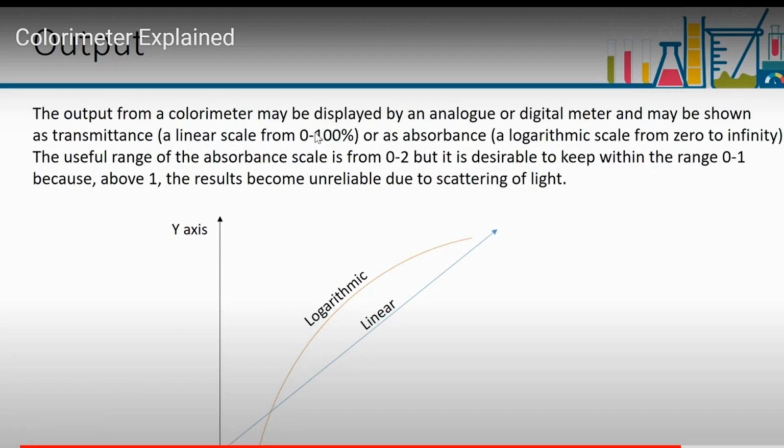The value ranges between 0 and 100. The useful range of the absorbance scale is from 0 to 2, but it is desirable to keep within the range 0 to 1, because above 1 the results become unreliable due to scattering of light.